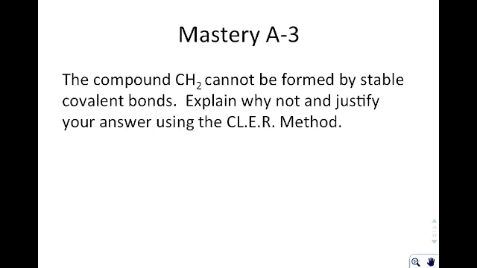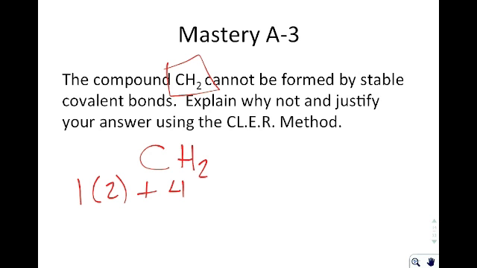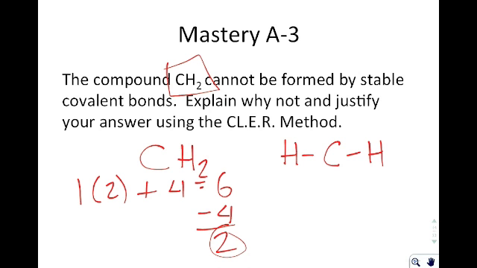The next example says explain why the compound CH2 cannot be formed. If you were to look at it, you have carbon and you have hydrogen. Each hydrogen contributes one valence electron, and there are two of them. And then carbon has four valence electrons. So you connect them and you say H, C, H, and you would say, okay, I had 6 valence electrons. I used 4 of them. I've got 2 left. So I've got 2 valence electrons.